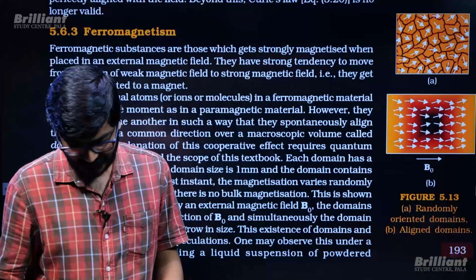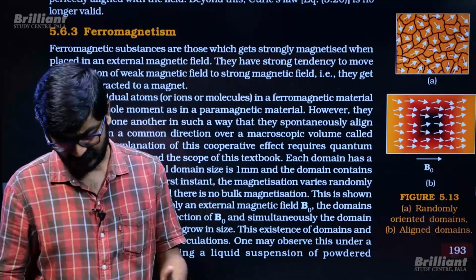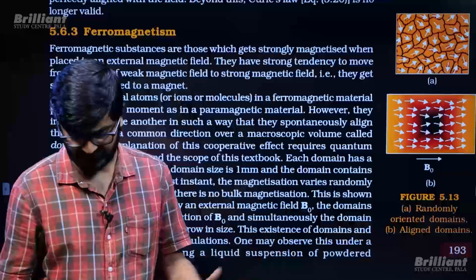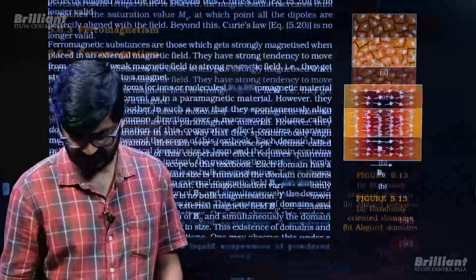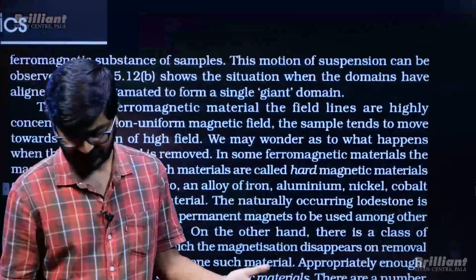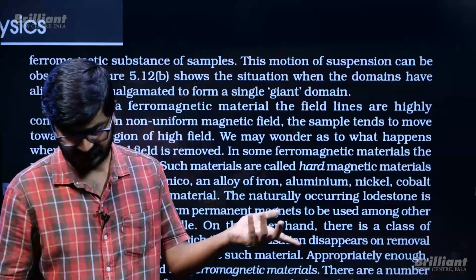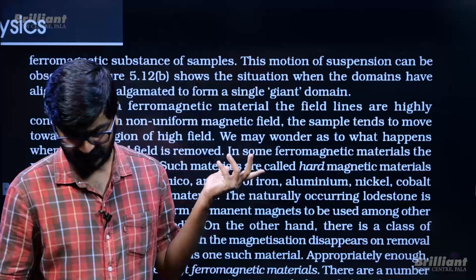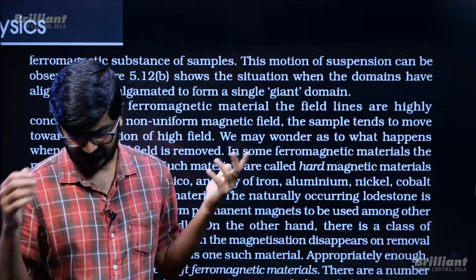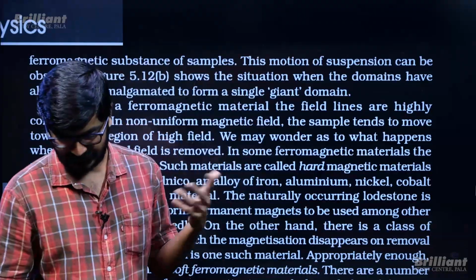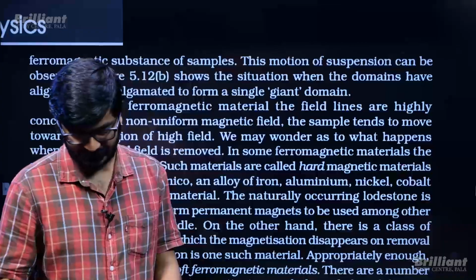This existence of domains and their motion are not speculations. One may observe this under a microscope after sprinkling a liquid suspension of powdered ferromagnetic substance on the samples. This motion of the suspension can be observed. Figure 1.2b shows the situation where the domains have aligned and amalgamated to form a single giant domain.